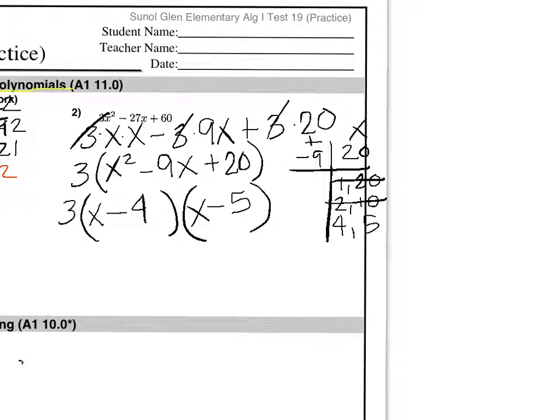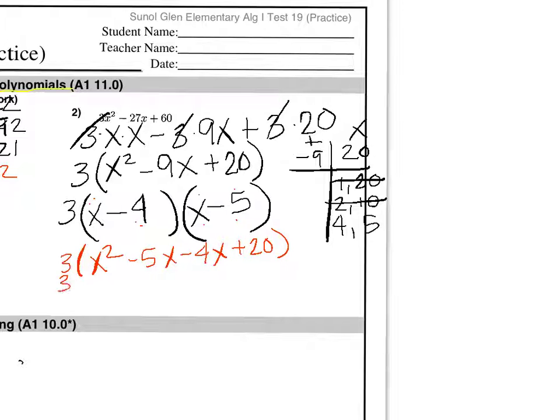Okay, now before I box my answer, I really want to check and make sure it's right. So I'm going to FOIL it back out. I'm going to leave my 3 alone for a minute, and I'm going to do my distribution. X times x is x squared, and x times negative 5 is negative 5x. Then we have a negative 4 times an x, which is a negative 4x. And I have a negative 4 times a negative 5, which is a positive 20.